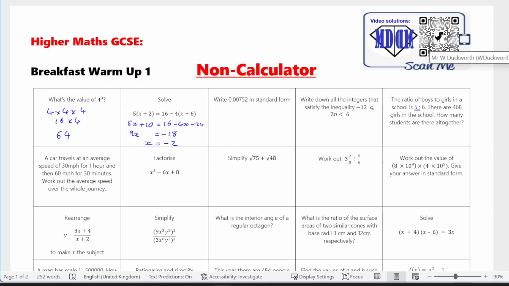Write this number in standard form, so this is going to become 7.52. I'll place the decimal point in between the 7 and the 5, times by 10 to the power there, and I've moved that decimal point 3 places backwards, so minus 3.